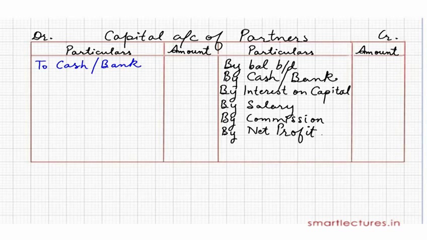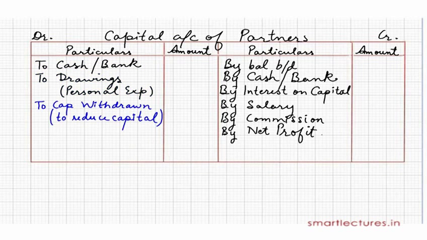If any partner takes money out of the firm with the intention to reduce the capital, that is called capital withdrawn. You know, in both cases, whether it's drawings or capital withdrawn, cash is taken out of the firm by the partner, but the intention is different. Drawings means the intention of the partner is not to reduce the capital account, but to meet his personal expenses and to withdraw his share of the profit. But capital withdrawn means the partner feels that his capital in the firm is too much and he should reduce it, and if he takes money out of the firm, that will be called capital withdrawn.